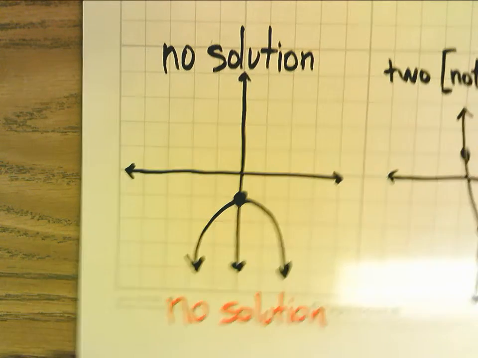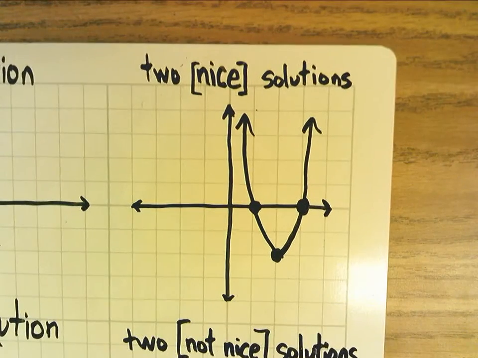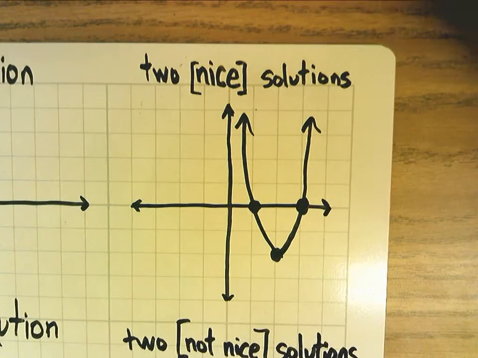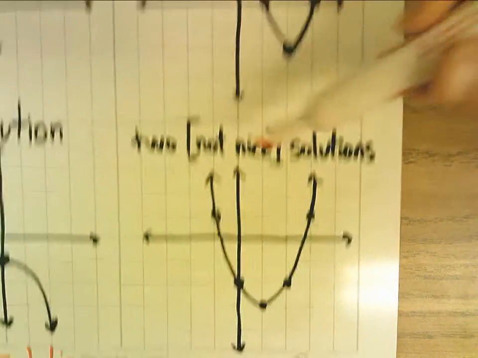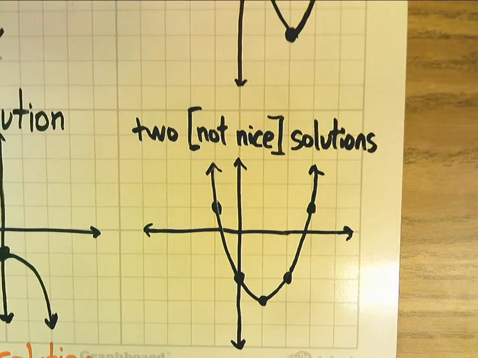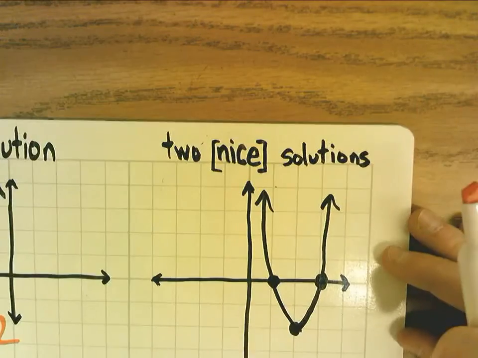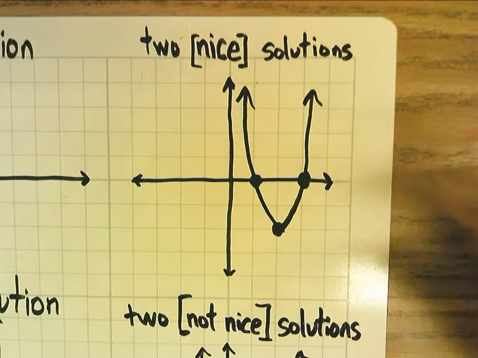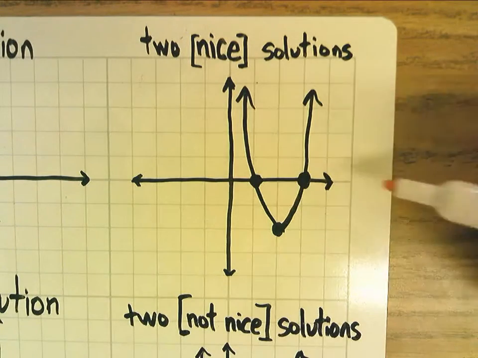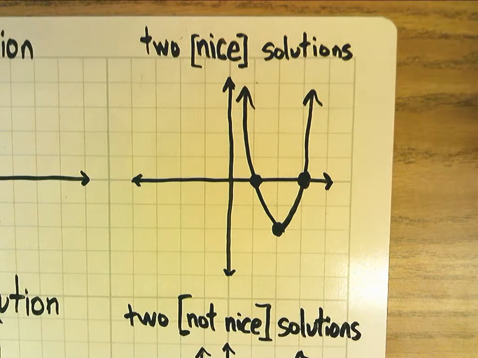All right, if we go ahead now to see when we have 2 solutions, you're going to see I have 2 different ones. I have 2 nice solutions, I call them, and then 2 not nice solutions. Let's take a look at the difference between these 2. So we definitely have 2 different times that our parabola crosses the x-axis. So we have 2 x-intercepts, we have 2 roots.